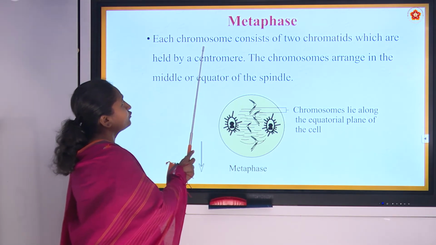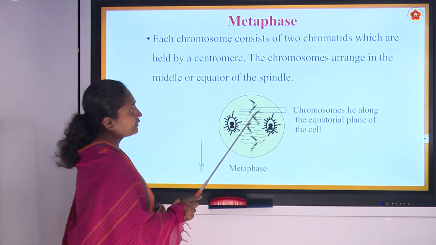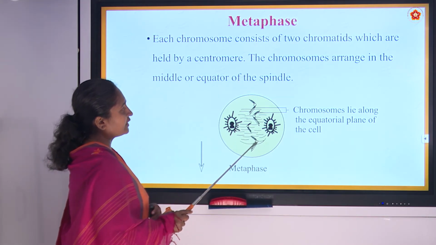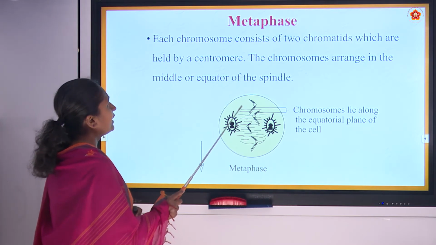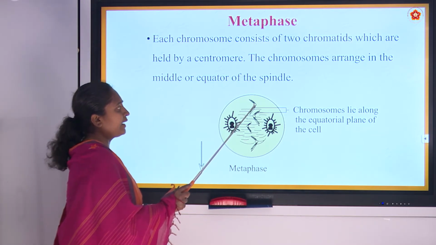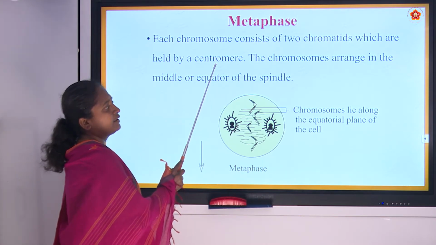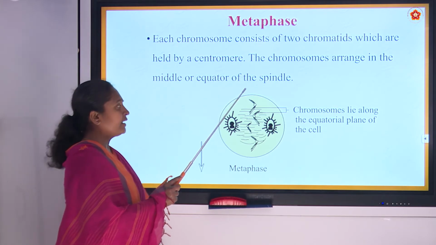Each chromosome consists of two chromatids. You can see, right? The two chromatids are attached. These two chromatids are held in the center by a small structure which is known as the centromere. Okay, don't confuse the centriole with the centromere.